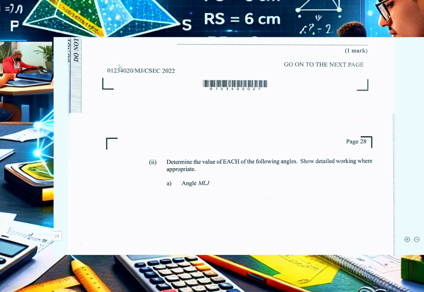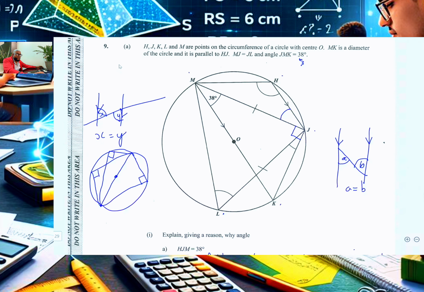Determine the value of each of the following angles. Show the relevant workings where appropriate, right? So we're going to deal with angle M to L to J first. So let's locate angle M to L to J.